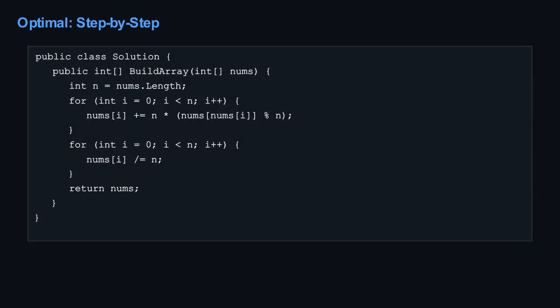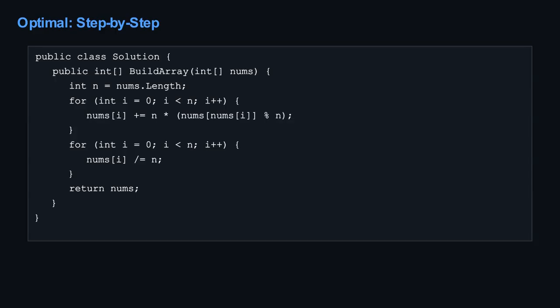Let's trace this with an example. Nums is 0, 2, 1, 5, 3, 4. Length n is 6. For i equals 0, nums[0] is 0. nums[nums[0]] is nums[0], which is 0. So we update nums[0] to 0 plus 6 times (0 modulo 6), which is 0.